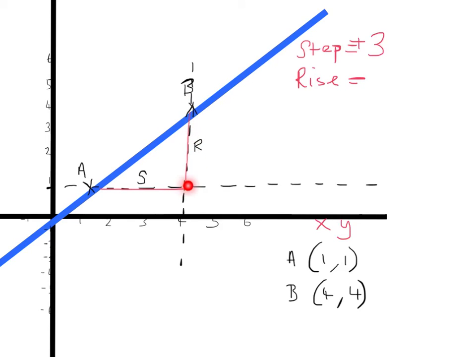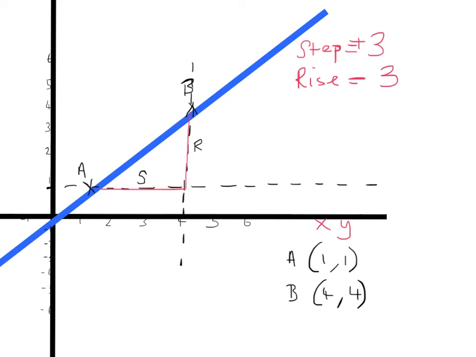And we are going from, well, 1 up to 4. It's the same jump. We're going from 1 all the way up to 4. So that is also a rise of 3.